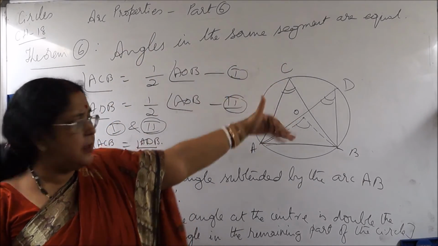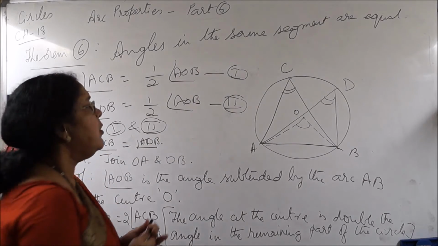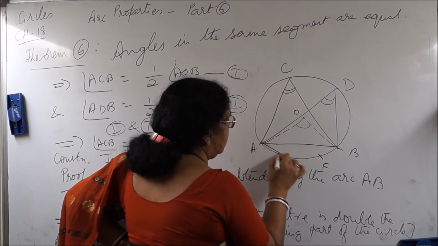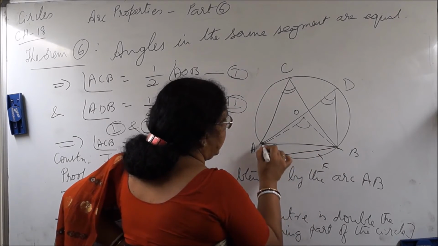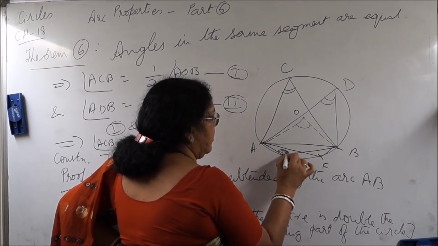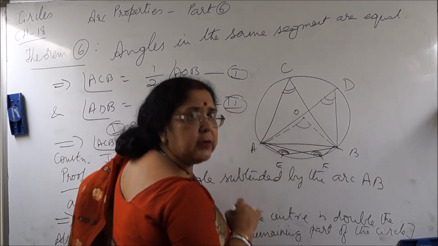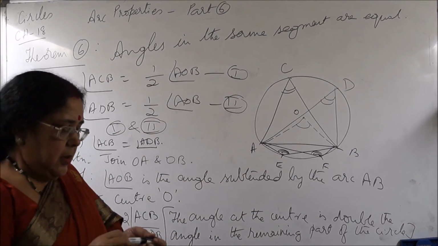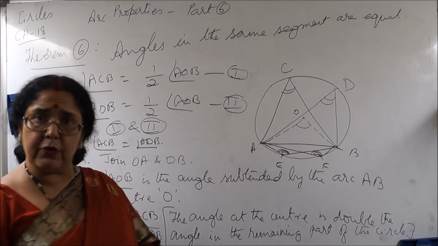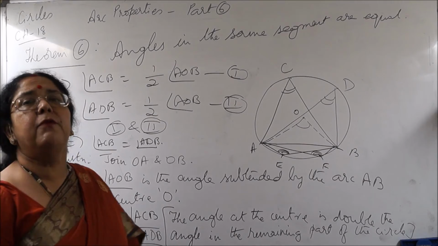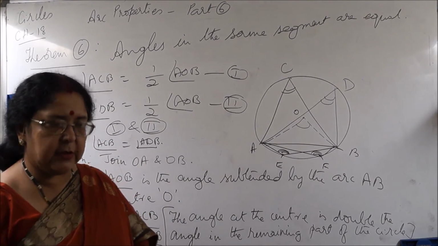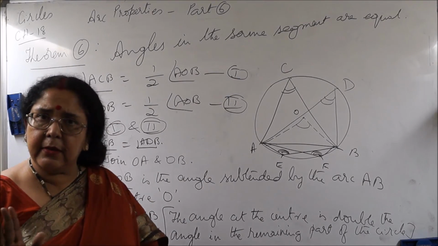Not only in the major segment, even in the other opposite segment also. If you take any 2 points here, say E and F, then angle AEB and angle AFB will also be equal according to this theorem. So we have successfully proved that angles in the same segment are equal. This is also very often used. These are very, very important theorems which we will use very often to solve other problems that will be given to us. So is it clear, children?